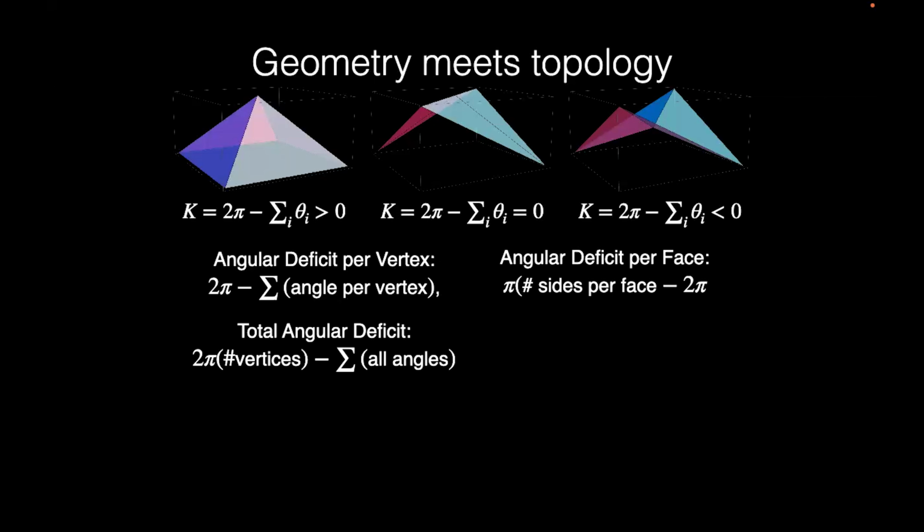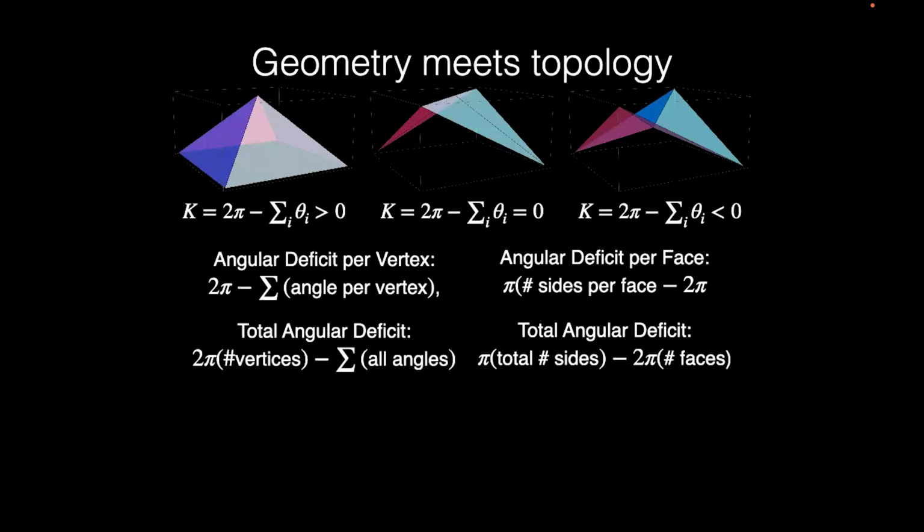Now we do the same thing. What is the total angular deficit in the shape? So now I'm looking at faces. So I say pi times the total number of sides minus 2 pi times the total number of faces. And I'm going to change this a little bit because when I have a side, then I'm kind of double counting what happened.